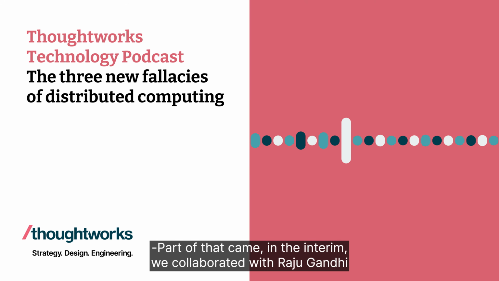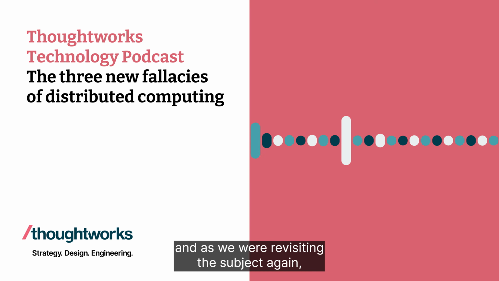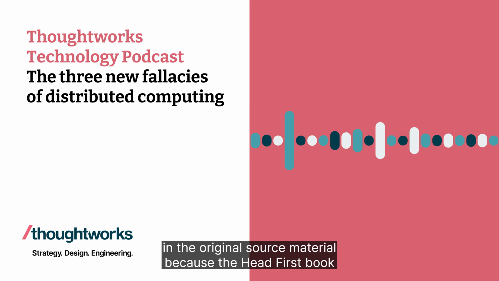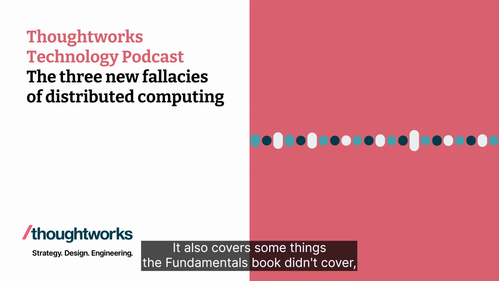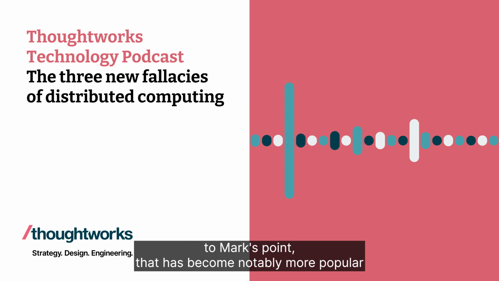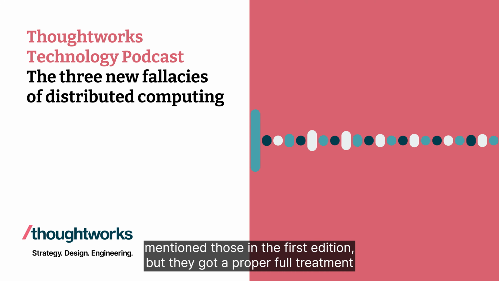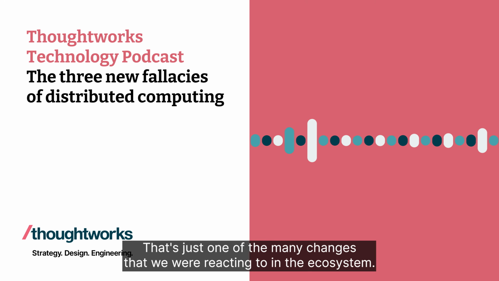Well, and part of that came in the interim. We collaborated with Rajiv Gandhi and wrote Head First Software Architecture. And as we were revisiting the subject again, we realized that there were some deficiencies in the original source material, because the Head First book covers about a third of what the Fundamentals book covered. But it also covers some things the Fundamentals book didn't cover. One of the things, to Mark's point, that has become notably more popular in the intervening time is modular monoliths as an architecture style. We only passingly mentioned those in the first edition, but they got a proper full treatment in their own chapter in the second edition, just like they did in the Head First Software Architecture book. So that's just one of the many changes that we were reacting to in the ecosystem.